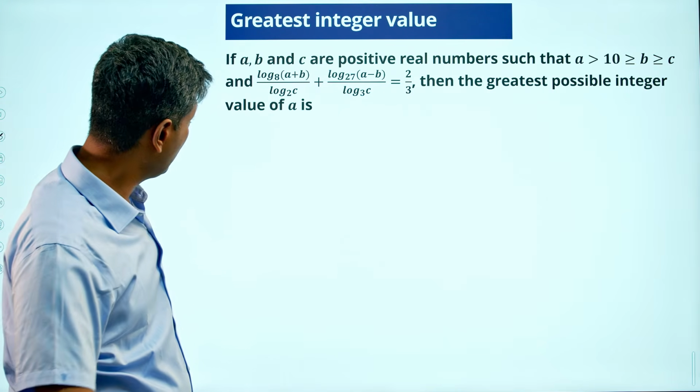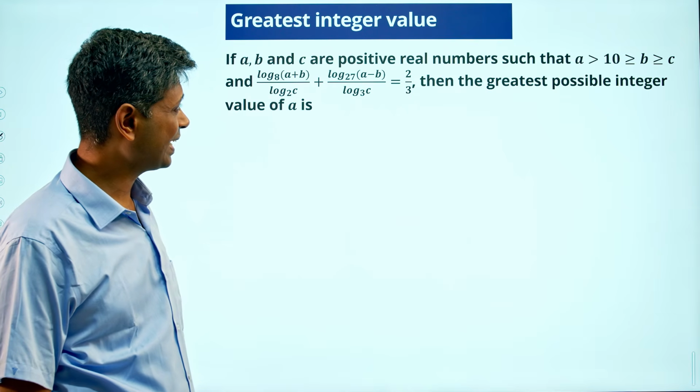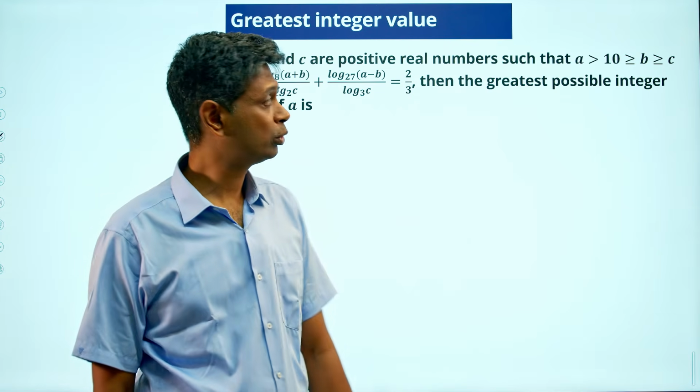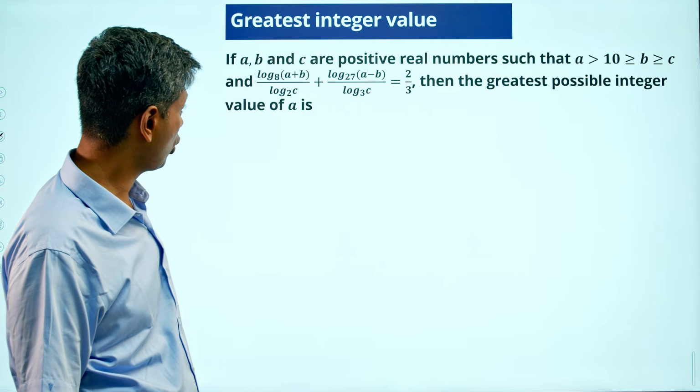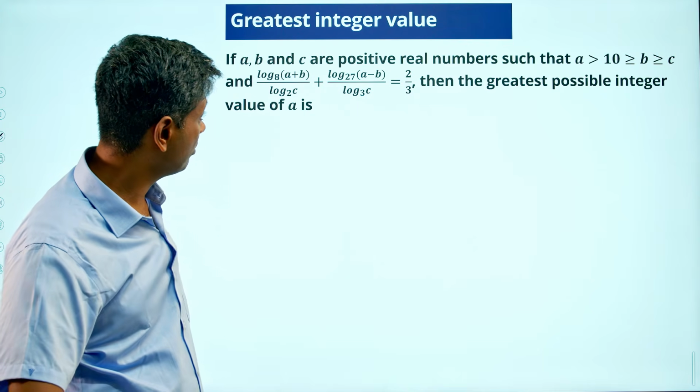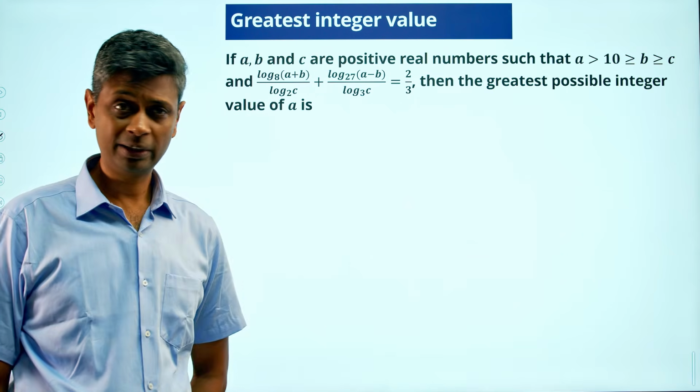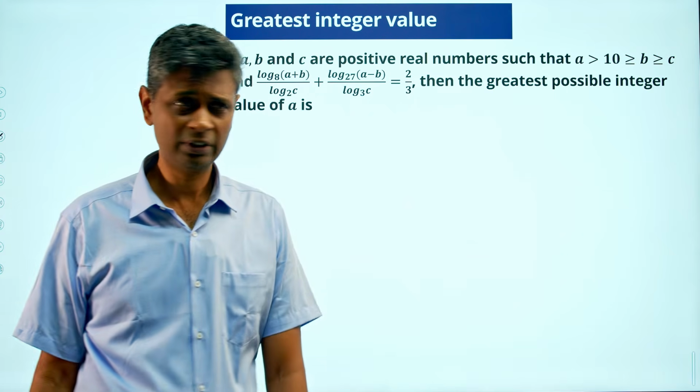Lovely. If A, B and C are positive real numbers such that A is greater than or equal to B, greater than or equal to C, and log of A plus B to the base 8 by log C to the base 2, plus log of A minus B to the base 27 by log C to the base 3 is 2 by 3. How do we do this?